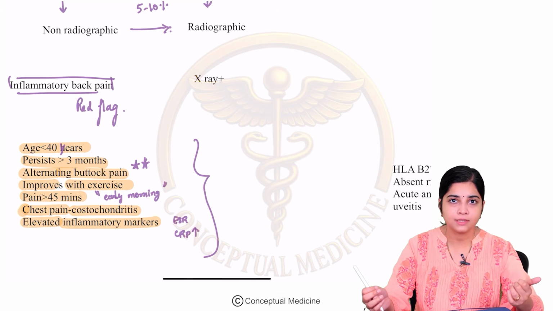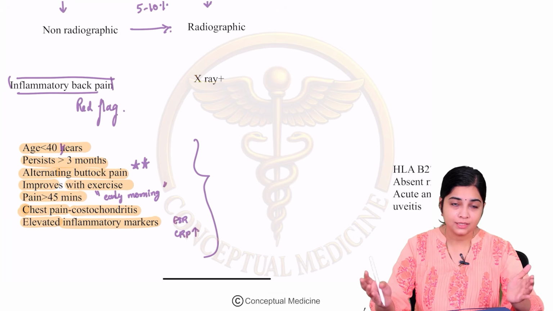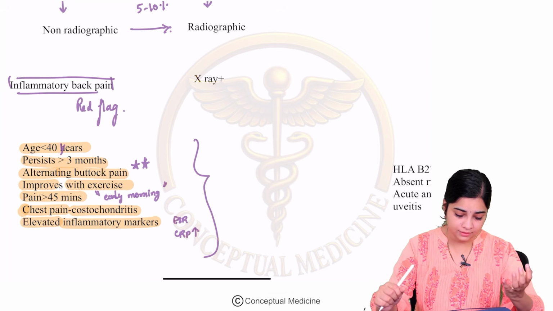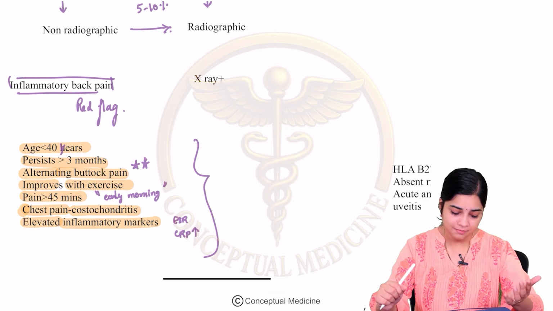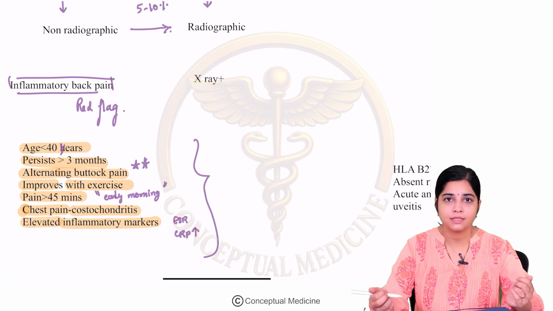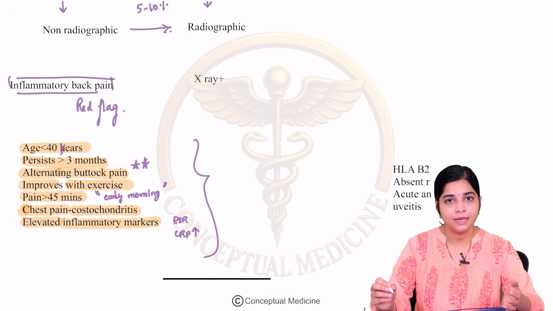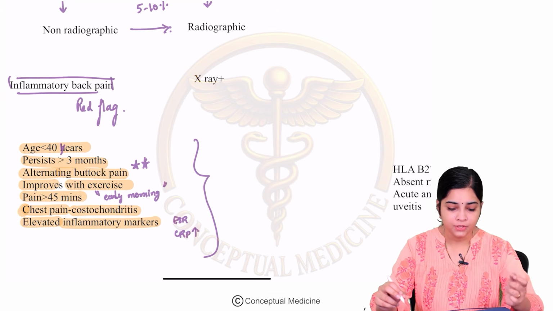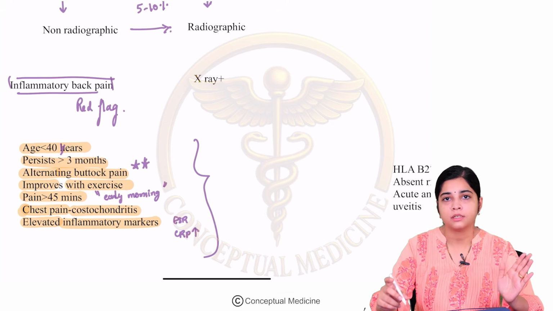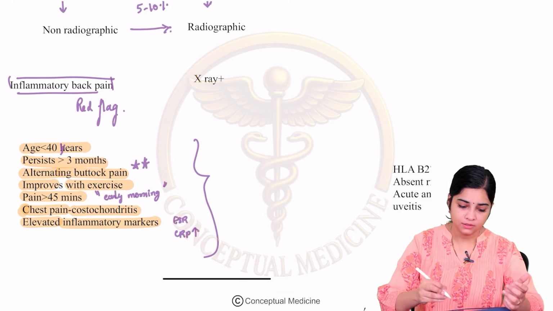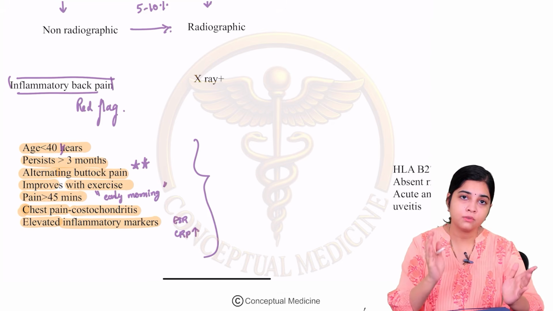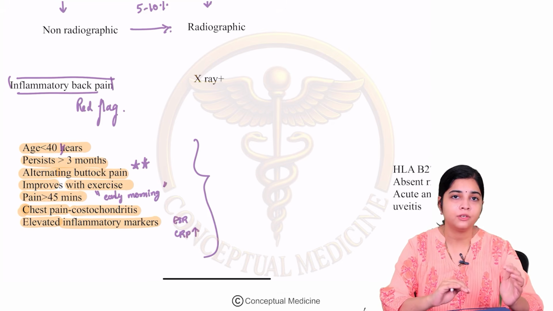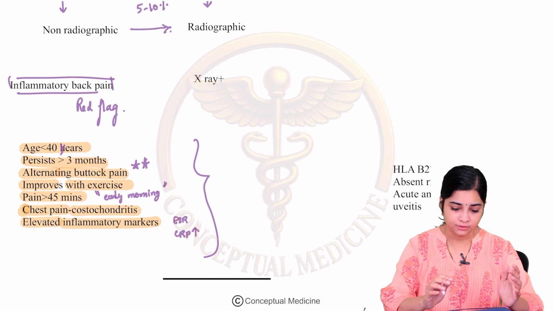It usually improves with exercise, and it is present in a young individual less than 40 years of age, lasts for more than 3 months, and you can have even other signs like alternating buttock pain. And whenever you do a blood test, you may find evidence of elevated inflammatory markers. Okay, so inflammatory back pain is the first and the most important clinical sign that you have to elicit. Then, this may be the only clinical feature which you find in your non-radiographic spondyloarthropathies.